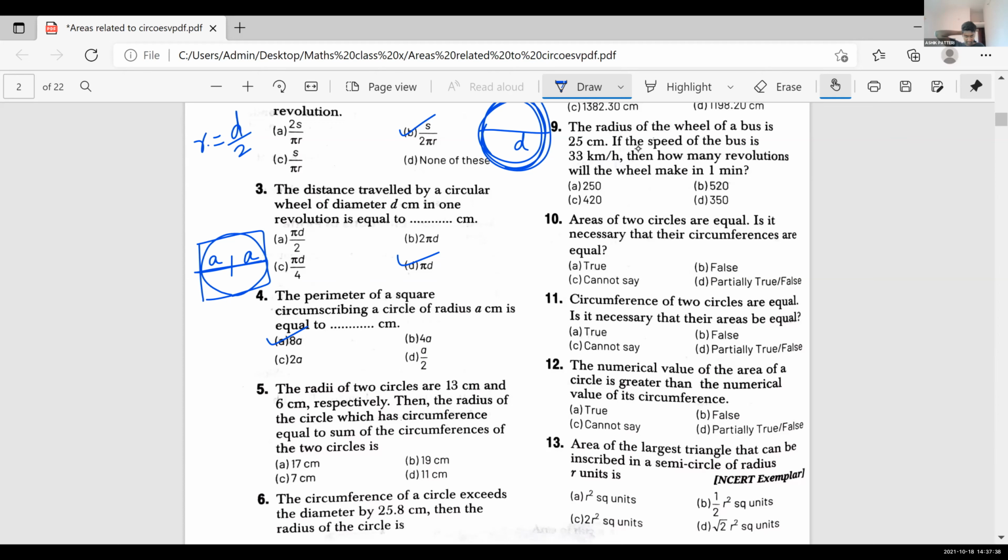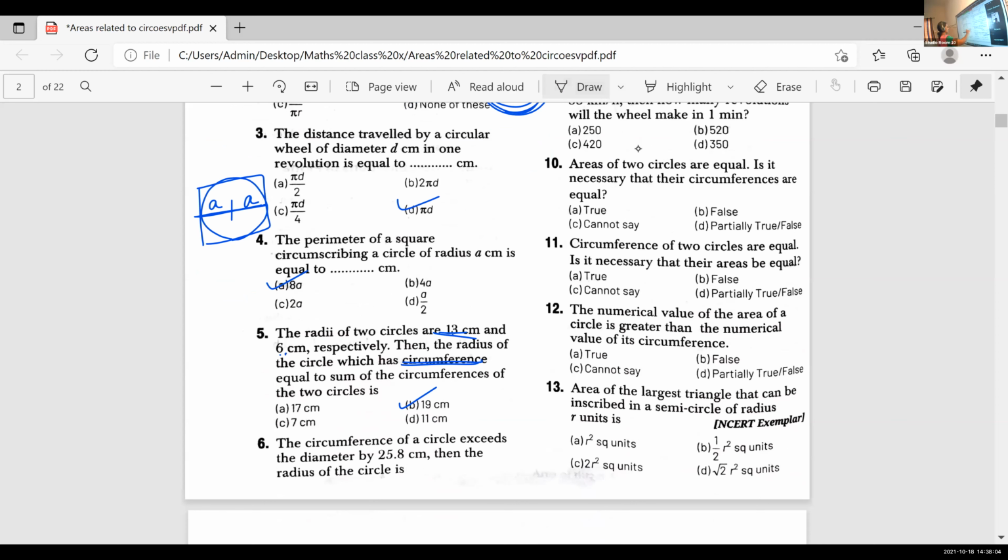Yes, ma'am, 19 centimeter, correct. Okay, we have to add. Whenever the combined circumference is given, you add the radii. So 13 plus 6, which is 19 centimeter.